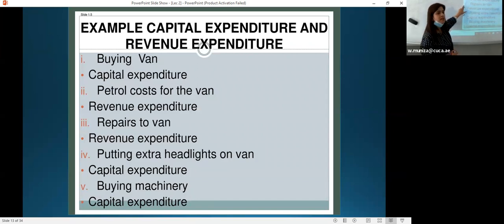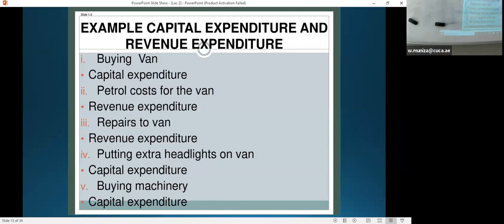Got it? Repairs to the van. This is just a repair. It will just maintain the capacity of a van. It will not be enhancing or improving the performance of a van. It is revenue expenditure. Then putting extra headlights on the van. Now it is an improvement. If one headlight has been broken and we are just repairing it, it's a revenue expenditure. But putting extra headlights on the van is now improving the performance. It is capital expenditure. Got it? Buying machinery, capital expenditure. Got it?